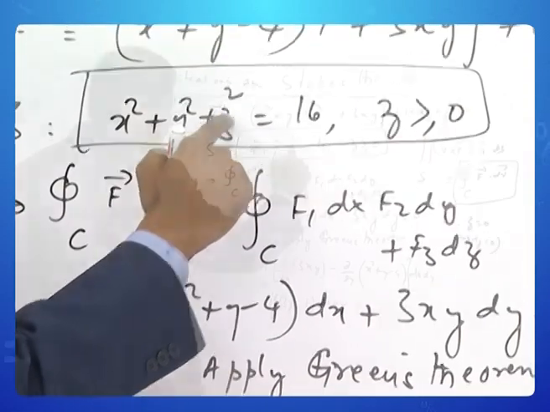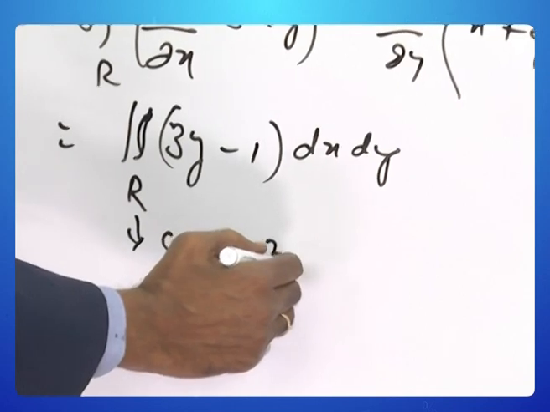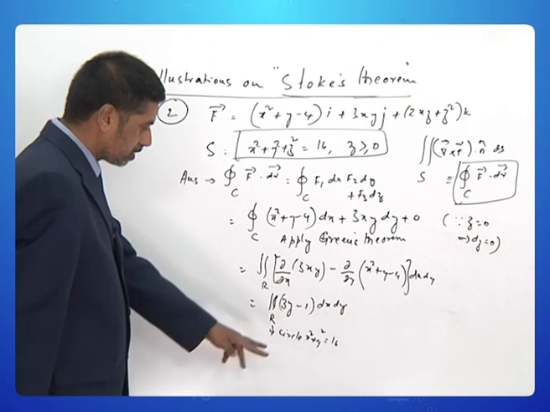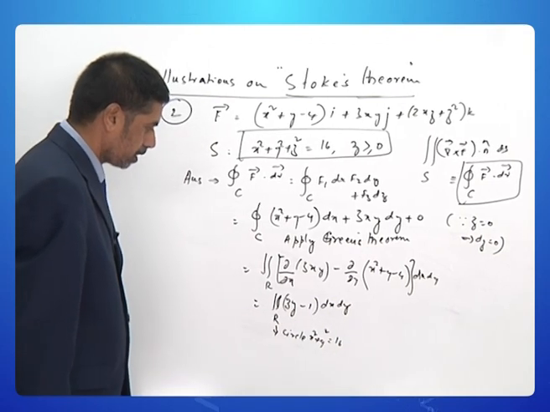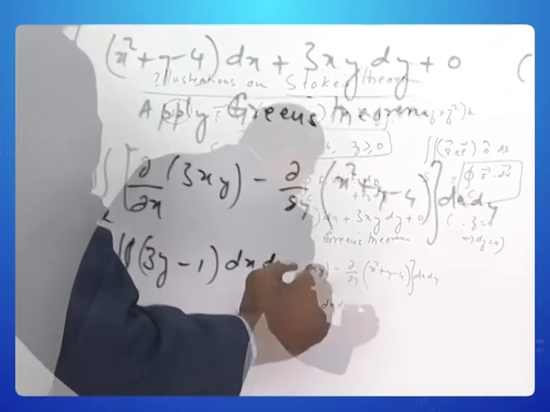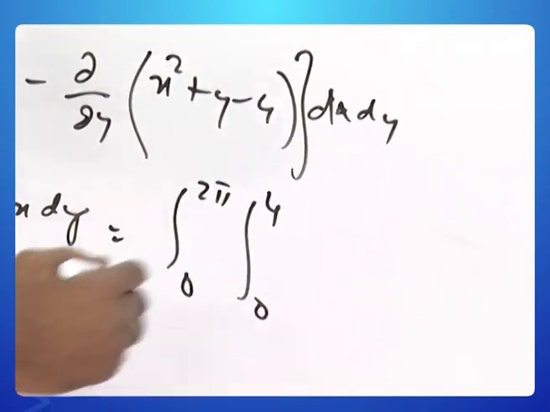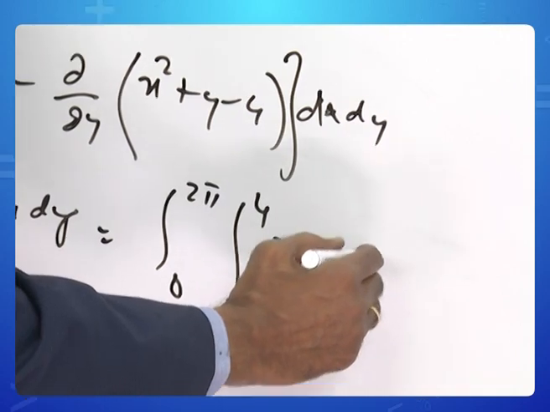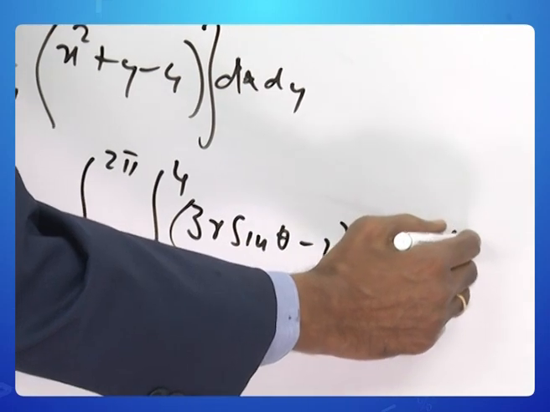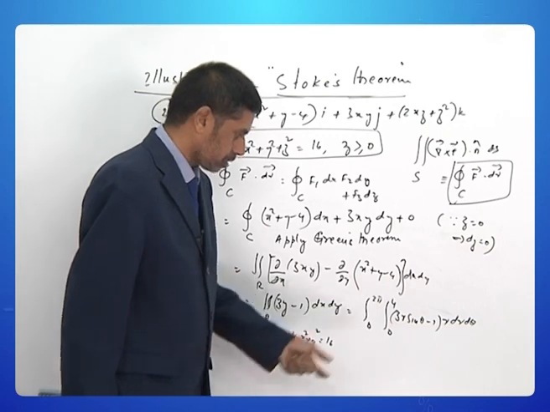So when z is made 0, you get a circle x squared plus y squared is equal to 16. So it is a circle with radius 4 units centered at the origin. So you can evaluate this using polar coordinates. So this will be integral 0 to 2 pi, 0 to 4, 3 into r sin theta minus 1 into r dr d theta. So you have to just convert this into polar coordinates.